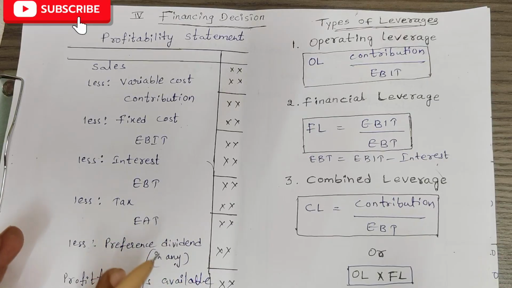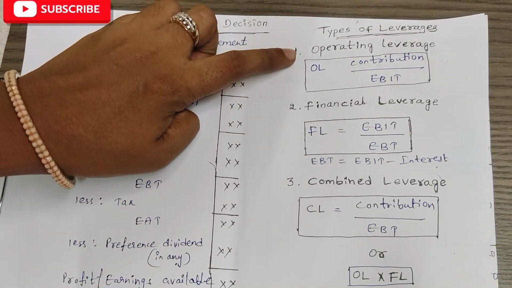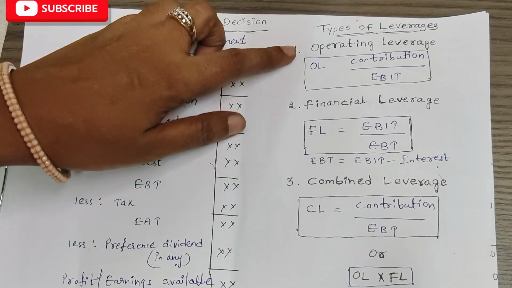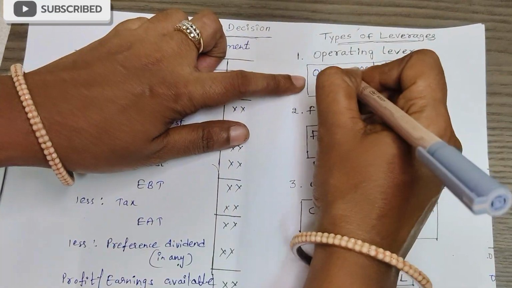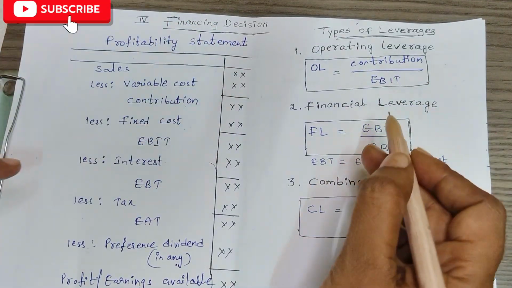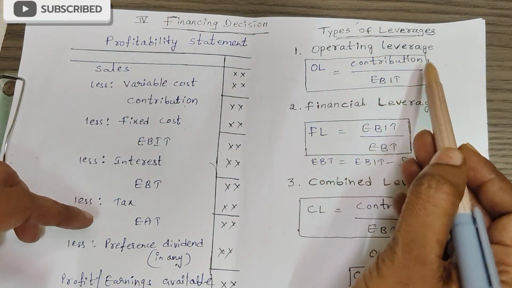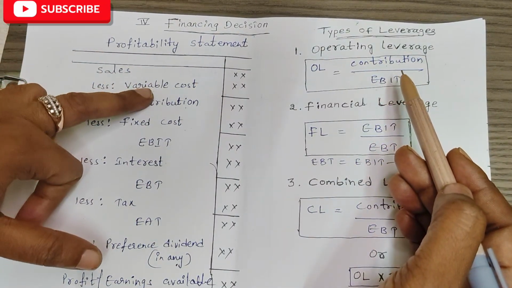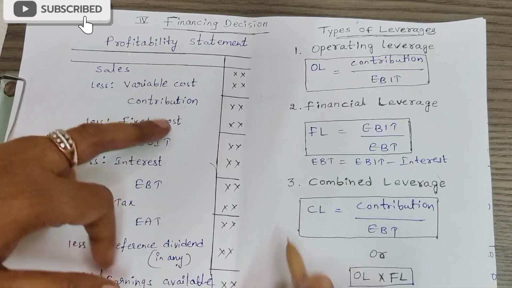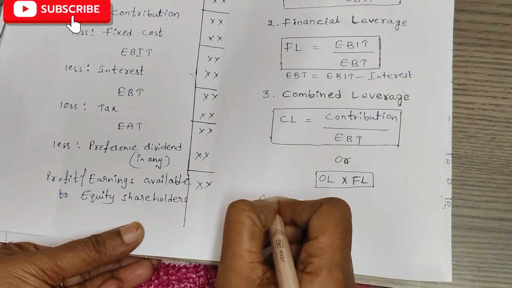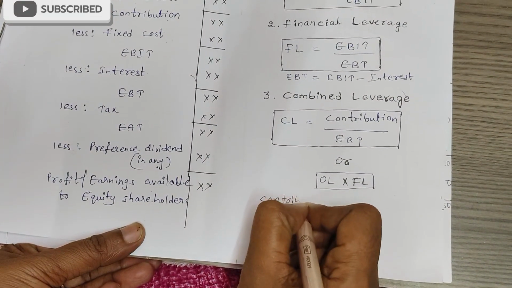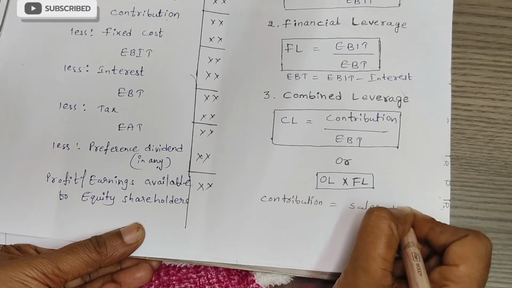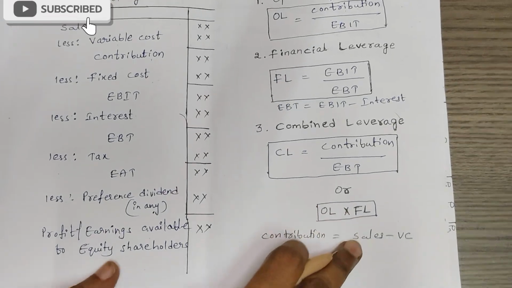Here we have three types of leverage ratios. One is operating leverage, second is financial leverage, and third is combined leverage. What is our operating leverage? Operating leverage is equal to contribution divided by EBIT. Here, contribution is nothing but sales minus variable cost. We can write contribution is equal to sales minus variable cost. You can use this formula also for contribution.